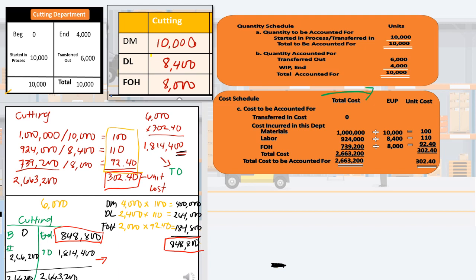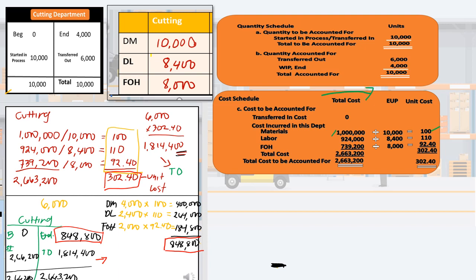Kasi ang available sa atin ay total cost, 'di ba? So let's say for example, yung ating cost incurred in this department. Kasi wala naman tayong transferred in cost kasi first department pa lamang ito. So punta tayo dun sa cost incurred in this department. Start tayo kay materials. Kay materials, ang cost incurred natin diyan ay 1 million. So i-divide lang natin yan sa EUP ng ating materials dahil 100% completed na ang materials. So divided by 10,000 lang. So ang ating unit cost nun ay 100.